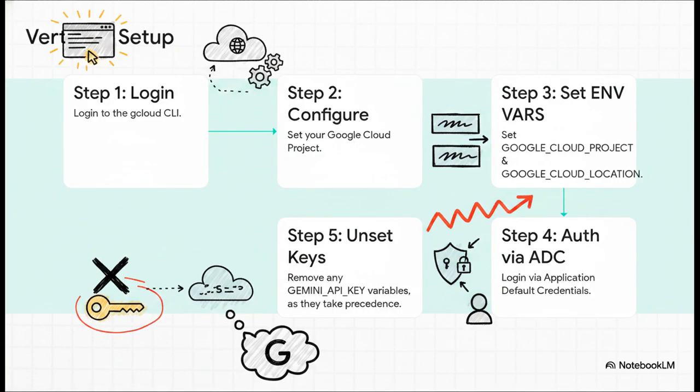Getting Vertex AI set up with ADC is pretty straightforward if you've used the gcloud tool. You log in, set your project and location, and authenticate. But pay close attention to step 5. This is the one that trips people up all the time. If you have a Gemini API key environment variable set, it will always take precedence over your ADC credentials. You have to make sure that variable is unset for Vertex AI authentication to actually work.